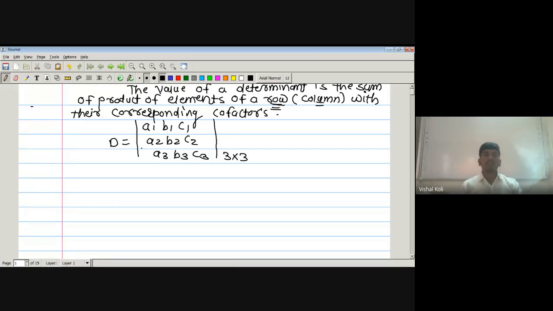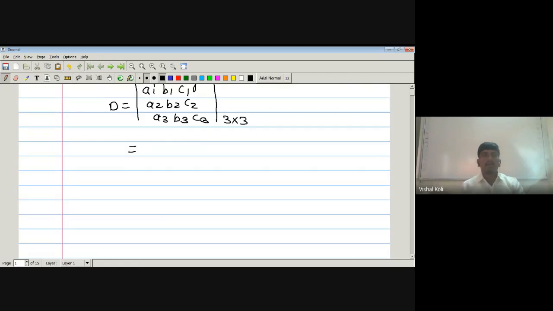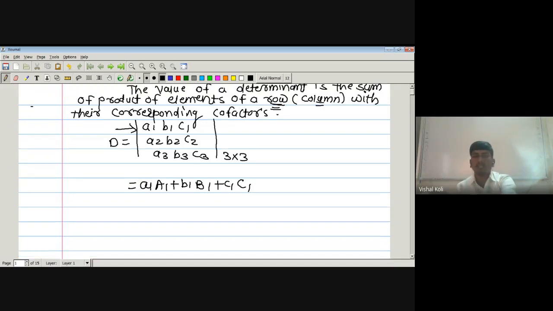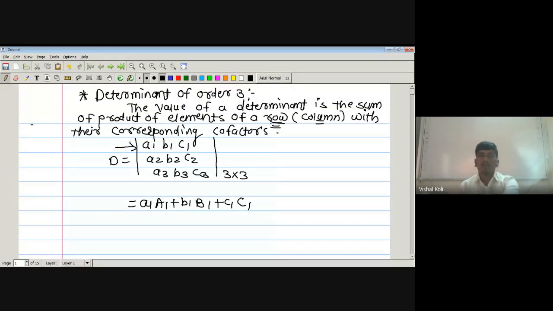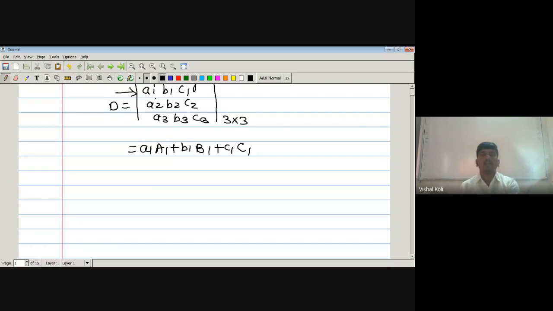Now if suppose we have to find out the determinant of this D, then we have to choose any arbitrary row. Suppose we have chosen the first row, then it is nothing but a1 into its cofactor plus b1 into its cofactor plus c1 into its cofactor. Since the determinant of order 3 is the sum of the product of elements of any row with their corresponding cofactors. Okay, so here we have taken the first row with their corresponding cofactors.